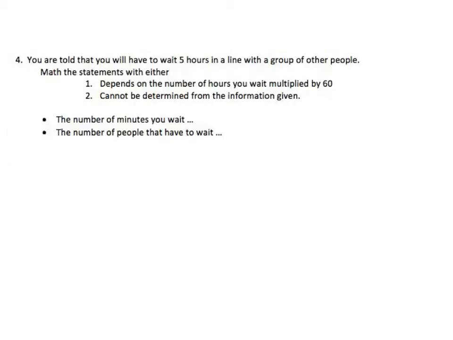On number 4, you were told that you have to, again, wait in line for 5 hours. Now we're going to put the two different statements together. The number of minutes you wait depends on the number of hours you wait multiplied by 60. So this one goes with number 1. And the number of people that have to wait cannot be determined from the information. Those two will also go together. So 3 and 4 kind of go together as far as the questioning.